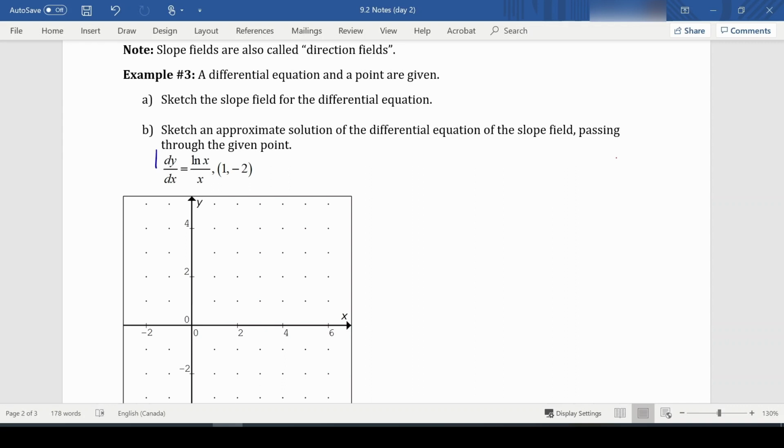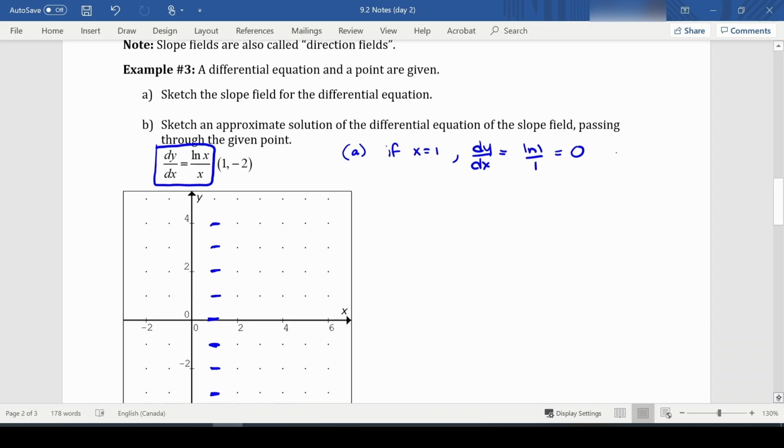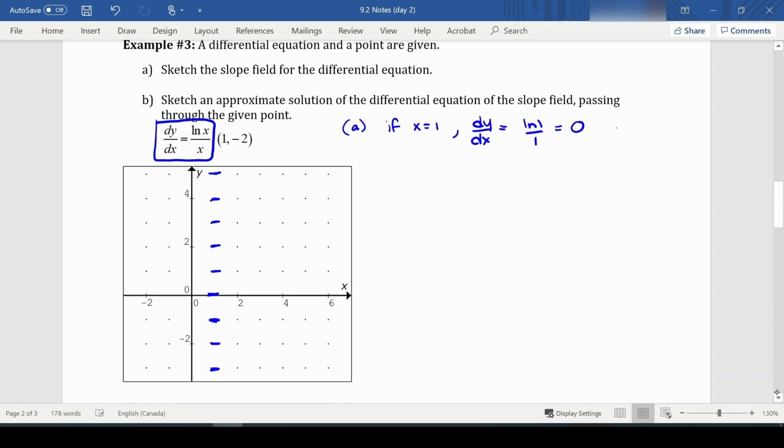So here we've got our differential equation. Again, this is just regarding our x. We don't need y in here. We've got ln x over x, so x is the only coordinate that matters to us. So if x is 1, for example, we're going to have that dy dx is ln 1 over 1. Ln 1 is 0, so this is going to equal 0. So if x is 1, we have a slope of 0.